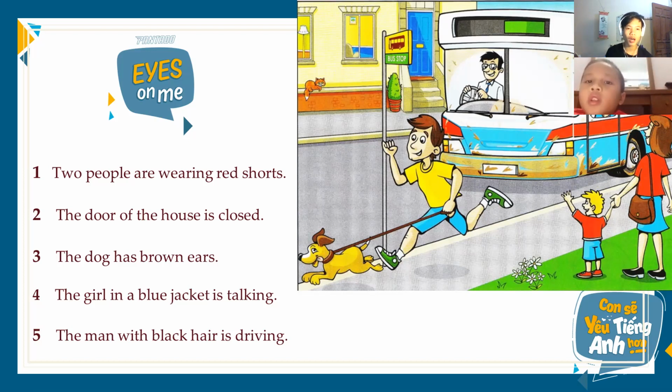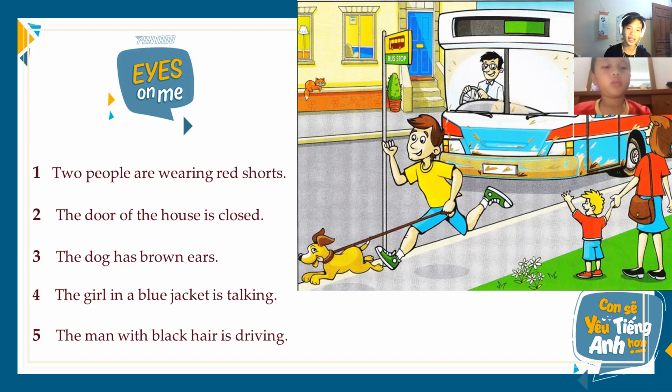Two, the door of the house is closed. Yes or no? No. Three, the dog has brown ears. Yes.